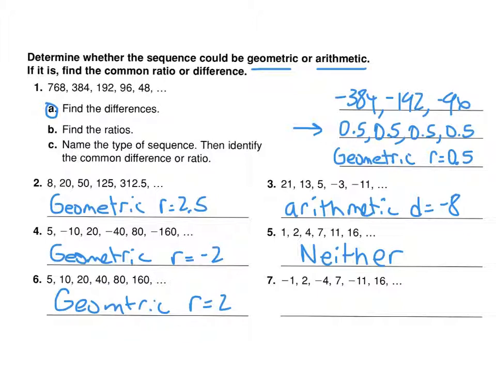And then for number 7, 2 divided by negative 1 is negative 2. 4 divided by 2 is negative 2. But then we get to 7 divided by negative 4. That is not negative 2. And so this thing's not geometric. And when we subtract consecutive terms, we get 2 minus negative 1, which is 3. Negative 4 minus 2 is negative 6. 7 minus negative 4 is positive 11. This thing is not arithmetic either, so this is another neither.